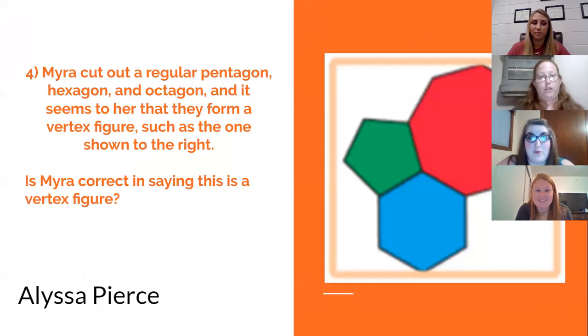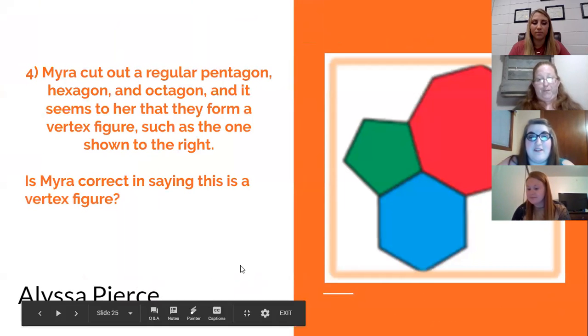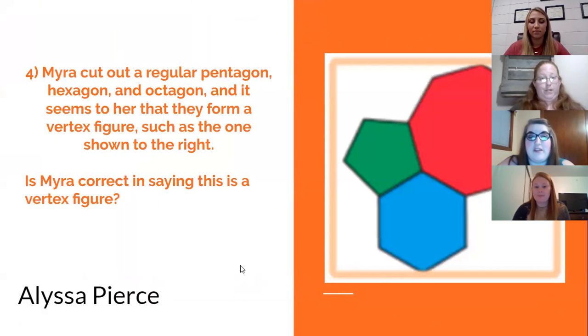All right, you guys, do y'all remember Myra? Yes. Well, Myra cut out a regular pentagon, hexagon, and octagon, and it seemed to her that they form a vertex figure, such as the one shown on the right. Do you think she's right? Do you think this is a vertex figure? All right, let's go on to the next slide, and we'll find out.